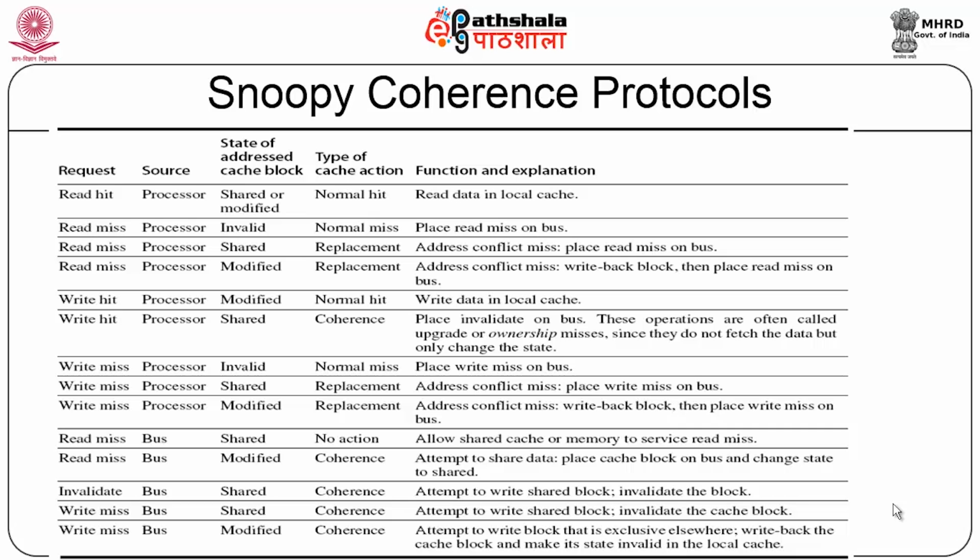So, the one that is holding the data in the modified state will have to respond. It will have to respond to the conflict miss, write back the block, and then place the read miss on the bus and satisfy the requirement. That is what happens when you look at data that has been modified. And also the status of the cache block, originally modified in that cache controller, will have to change from modified to shared, because somebody else has already read it.